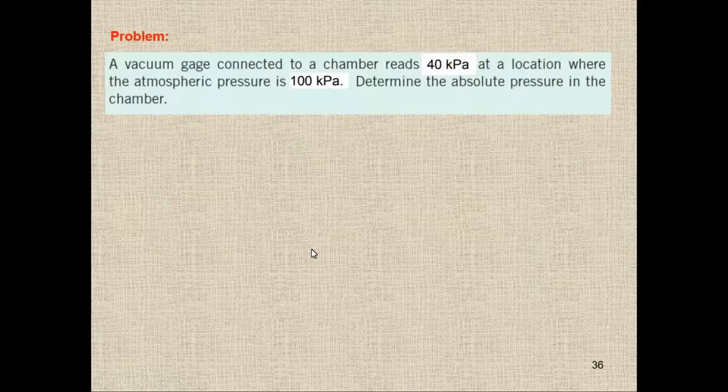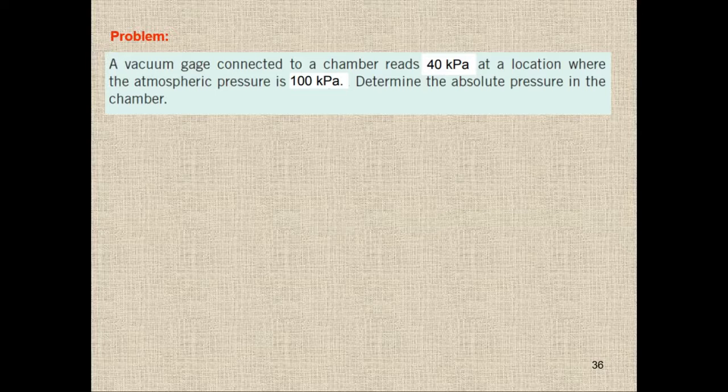Here we have a simple question. You can see we have a vacuum gauge connected to a chamber, which reads 40 kilopascal at a location where the atmospheric pressure is 100 kilopascal. Determine the absolute pressure in the chamber. We have to find the absolute pressure, and the vacuum gauge is reading 40 kilopascal. So we have a vacuum pressure of 40 kilopascal, while the atmospheric pressure is 100 kilopascal.